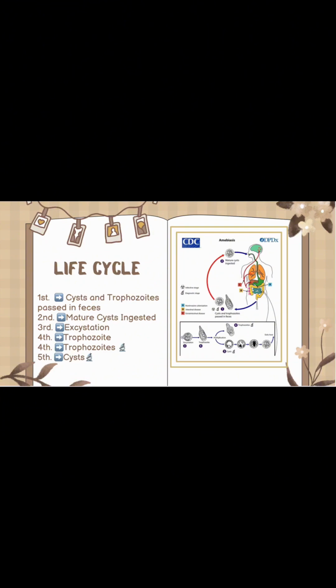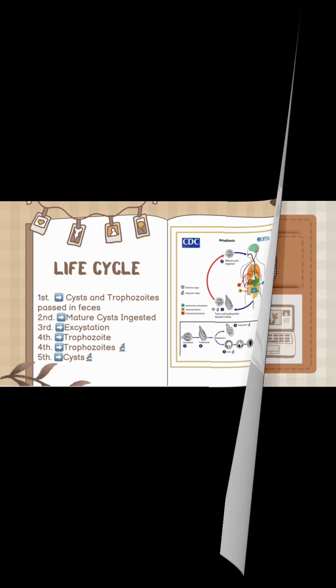Trophozoites multiply by binary fission and produce cysts, and both stages are passed in the feces. Cysts can survive days to weeks in the external environment and remain infectious due to the protection conferred by their walls. Trophozoites passed in the stool are rapidly destroyed once outside the body, and if ingested would not survive exposure to the gastric environment.